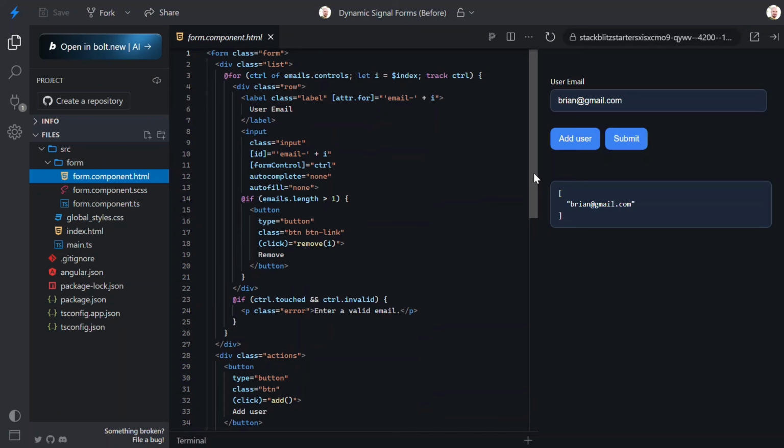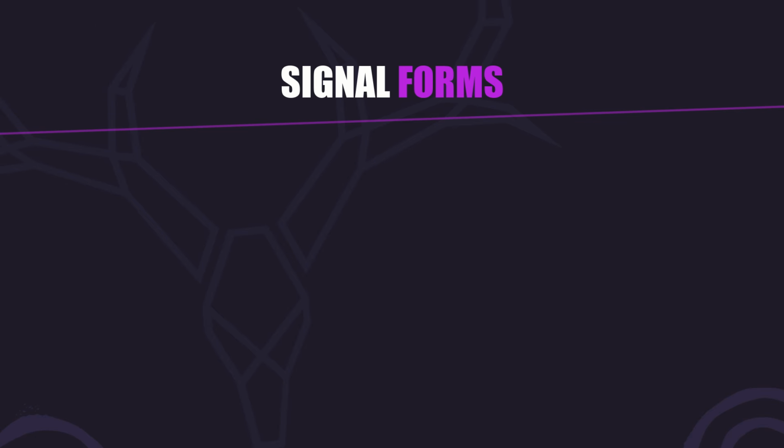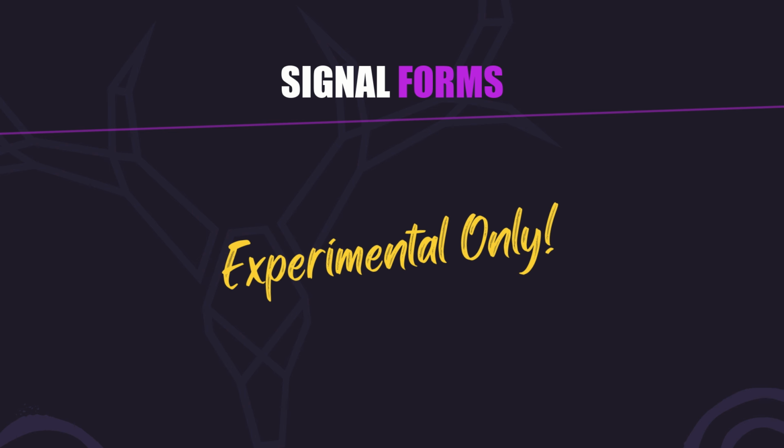Okay, now that we understand how all this works, it's time to switch it all over to the new Signal Forms API. Angular's new Signal Forms module lets us describe forms using signals instead of reactive form classes. It's still experimental, so you probably shouldn't use this in production yet, but it's shaping up to be a huge improvement in how we model reactive form state, and hopefully will be officially available sooner rather than later.